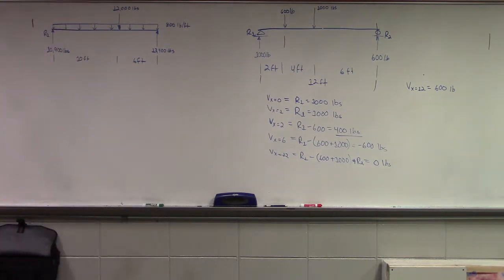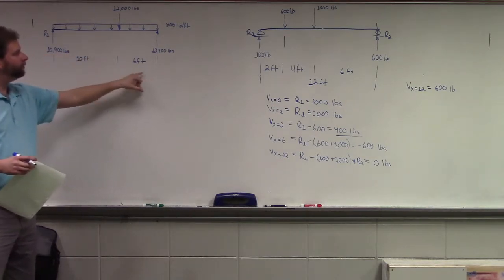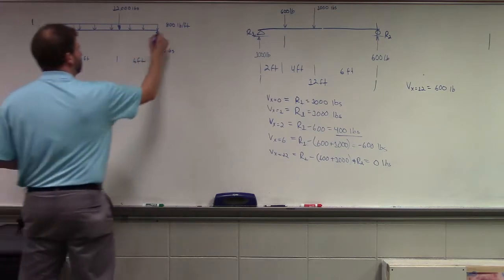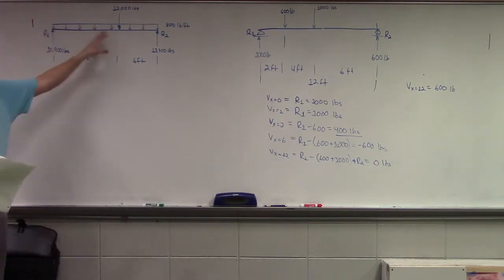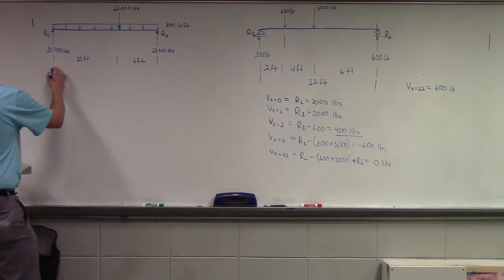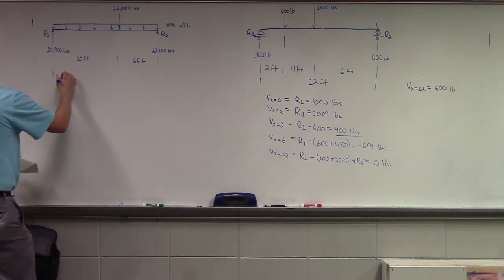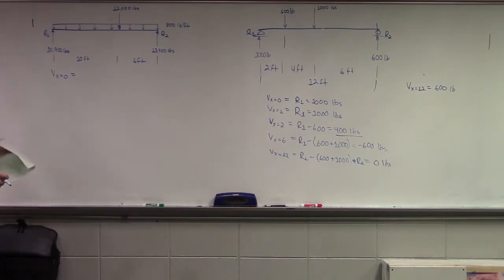Okay, so we know our reactions. We have a 12,000 pound load, 6 feet from R2, and then we have a uniformly distributed force of 800 pounds per foot. Okay? So first let's look at Vx equals 0. You have 10,900.